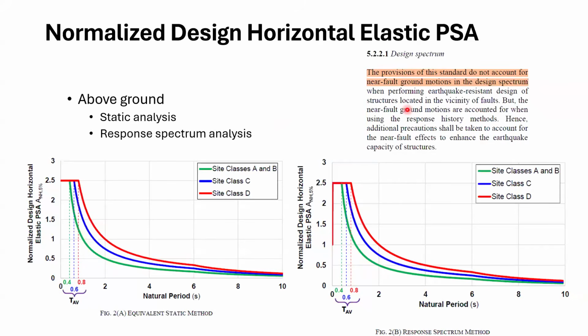Okay. So just to remind you once again, for the design spectrum, you can see the provisions of this standard do not account for near fault ground motions in the design spectrum. So in case the site is at a near fault or subject to near fault ground motions, then we will have to use a response history analysis or time history analysis, where you will be considering near fault ground motions as an input.